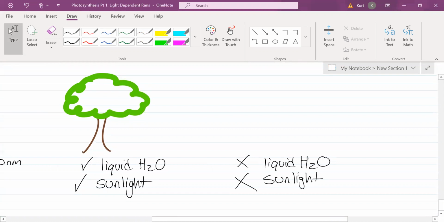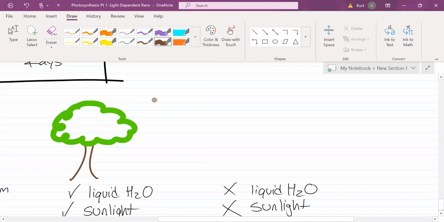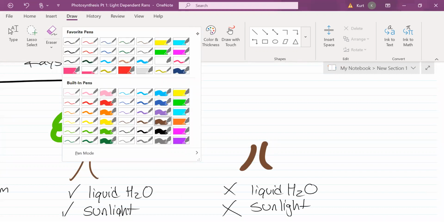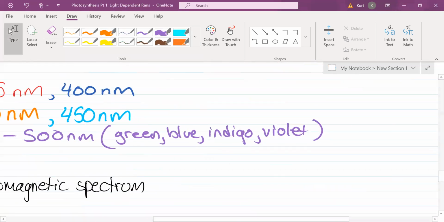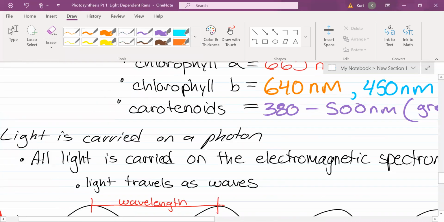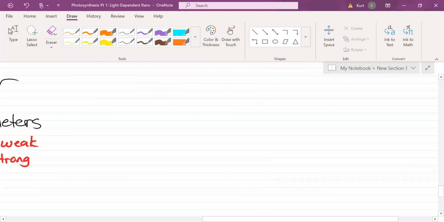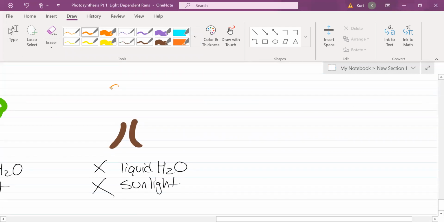So here's what plants do. The first thing they do is that they drain their leaves of chlorophyll A and chlorophyll B. The pigments that absorb green are dried up. So all that's left are the carotenoids. If I go back up here and show you, carotenoids absorb green, blue, indigo, and violet. So what colors do they reflect? Red, orange, and yellow.